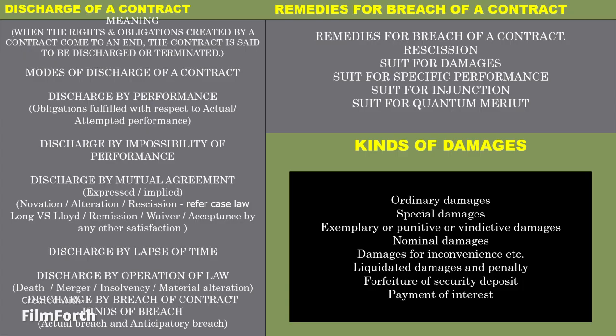Next. Discharge by operation of law. Death. Contracts involving personal skill, knowledge, or ability of the deceased party are discharged automatically. Example: Mr. X, an expert, agreed with Mr. Y to translate some part of a book from French to English, and died before the translation work started. The contract involves personal qualification of the promisor, Mr. X.